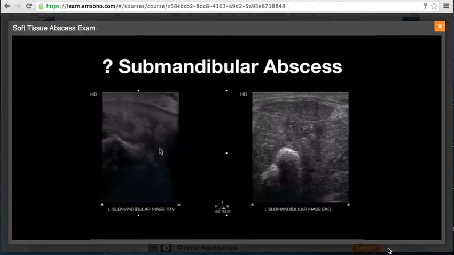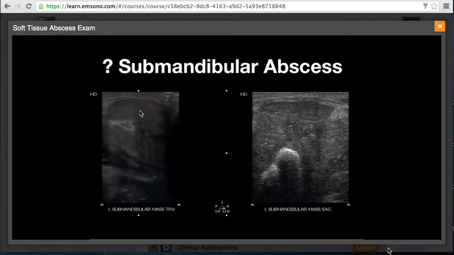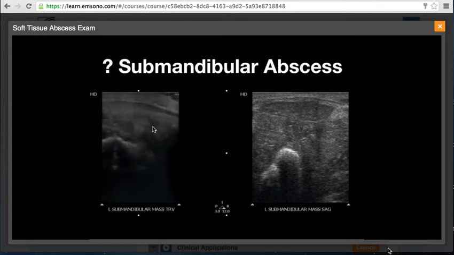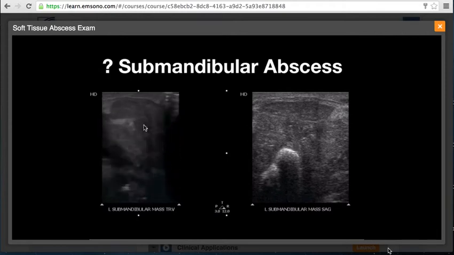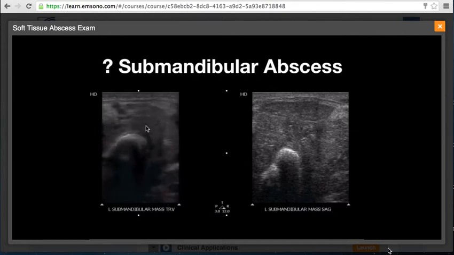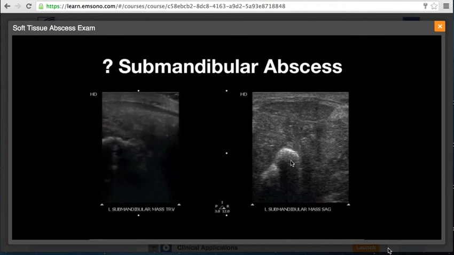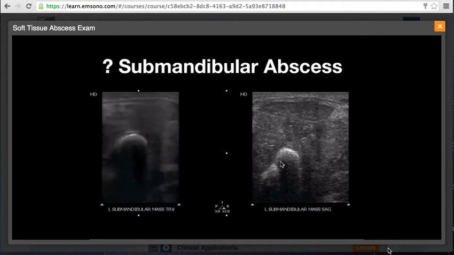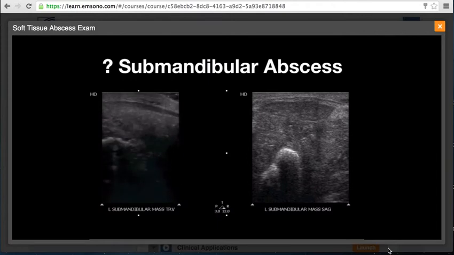I went ahead and scanned this patient, and what you saw is that there is this structure here. It's not compressible, and it has these internal anechoic areas that seem to connect. You can see this central large echogenic area with shadowing.